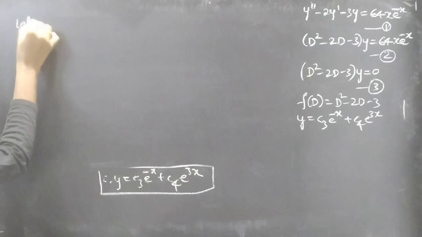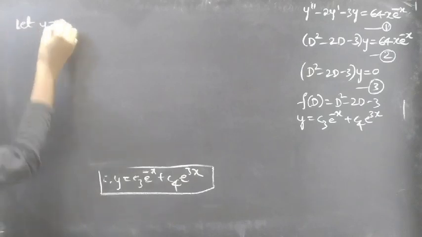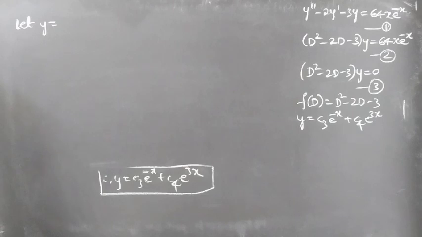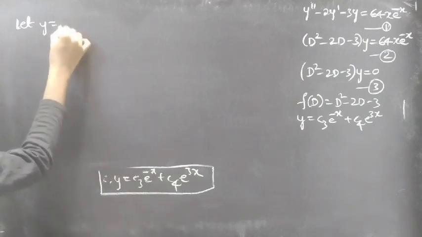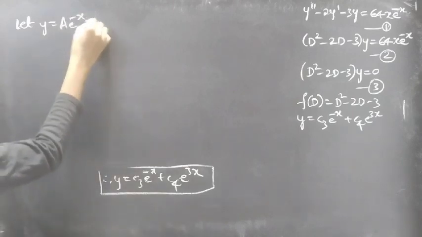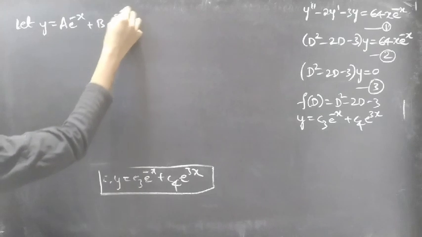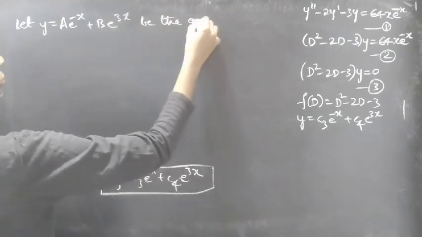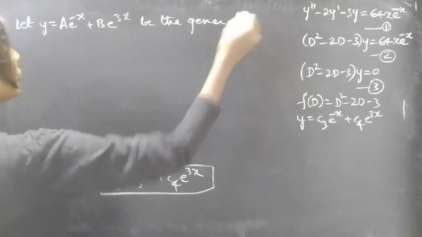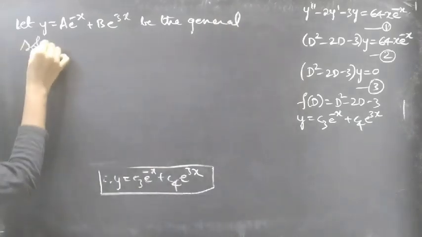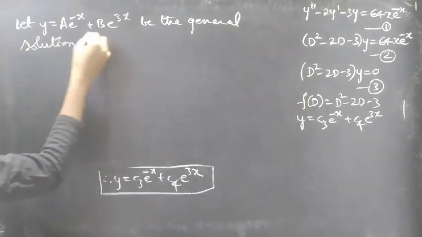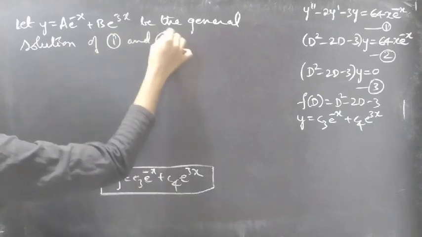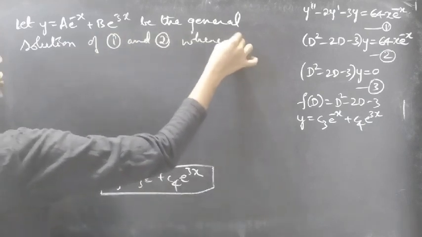Let y equal to, now replace the constants or parameters with some functions of x, a and b. We'll get y equal to a e power minus x plus b e power 3x, right? Be the general solution to our problem, where a and b are functions of x.